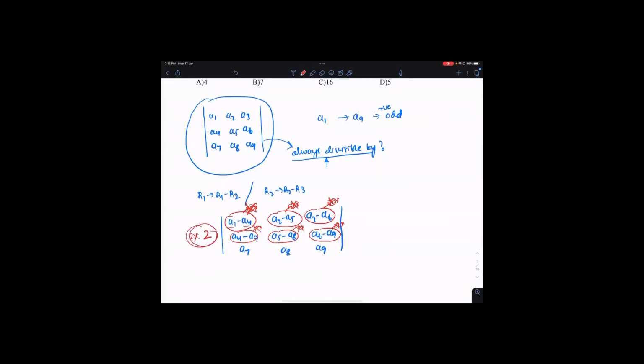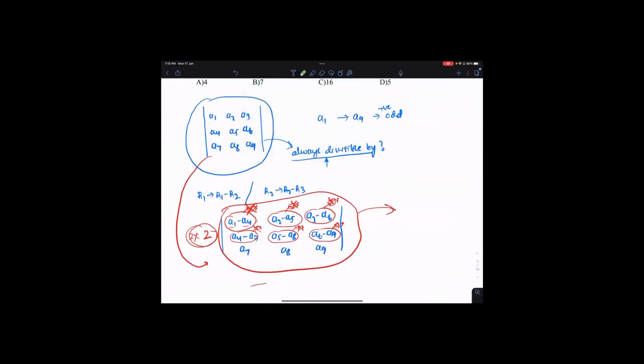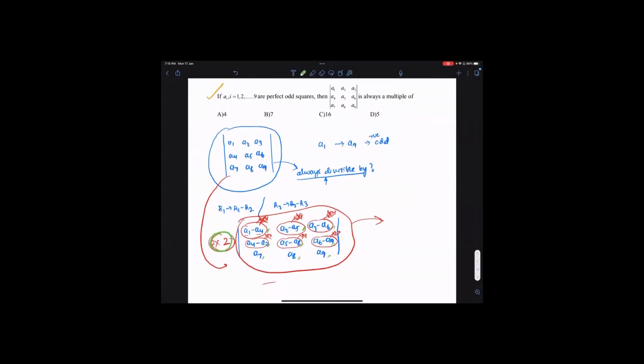So always, the remaining determinant can be odd or even, we can't say anything about that. But finally, what is the conclusion? The final determinant value will be a multiple of 4, 4 times some number, because even after taking 2 common, all these entries will be integers. Since entries are integers, the determinant value will be an integer at the end, positive or negative, whatever it may be. But it is going to be 4 times an integer. So it will be a multiple of 4.